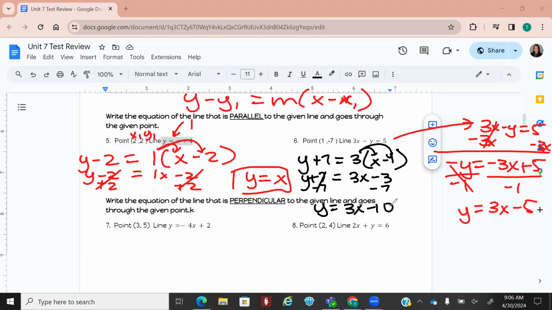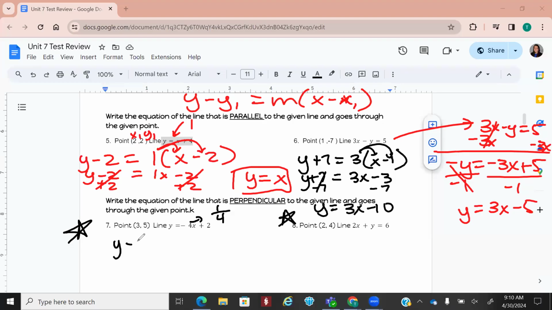Now, perpendicular is the exact same thing. The only difference is when you take your slope, you're going to flip it and change the sign. Okay, so can you go ahead and write for 7 and 8 the equation that is perpendicular? So again, you flip and change the sign on the slope. Now you're just going to plug into the point slope formula. Can you take a second? Can you try that? Check your work.